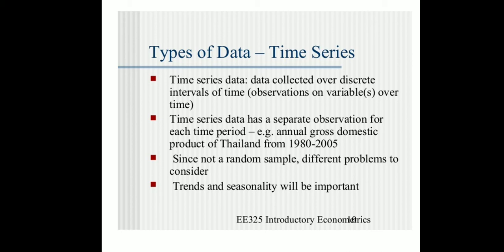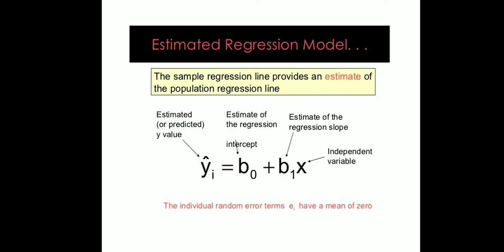As I said, suppose you are estimating the income of a household in a village every year, say for about 10 years, that becomes the time series data, with an observation for each time. Examples may be annual gross domestic product or annual rainfall, etc. Since it is not a random sample, trends and seasonality will be important. Trends in the sense of upward trend or downward trend, etc.